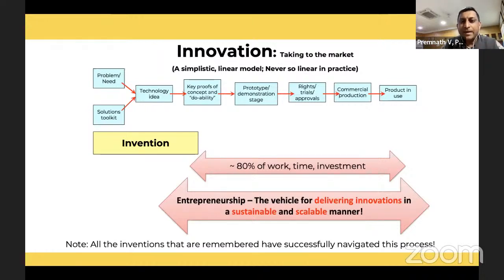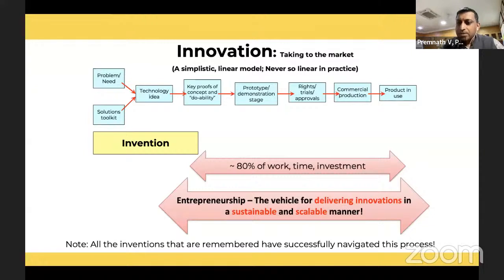Problem definition might have happened 10 years back. So it was waiting for a solution, or a solution was arrived at, and it's waiting for a problem to solve, right? And then you put them together. That's where the typical inventor comes in, who puts these two together to come up with a technology idea, a solution for a problem. And then you do proof of concepts, prototypes, and so on and so forth, and take it to market, right? Now, it's well known that the rest of the journey, which is after the invention, is extremely resource intensive. That's where much of the effort actually happens. While the left part is very interesting, the right is where much of the effort happens.